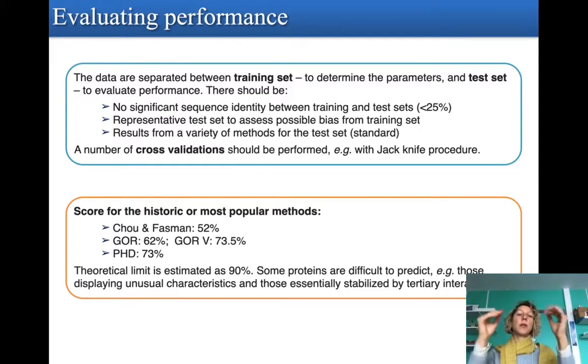And this 90% is why? Because some of the secondary structures are really stabilized by the tertiary structure, so they cannot really be predicted starting from the sequence. And there are also, proteins can switch between different secondary structures. So this can be provoked or triggered by some interaction with the environment. And actually there is more and more evidence that these things happen and they are not rare.